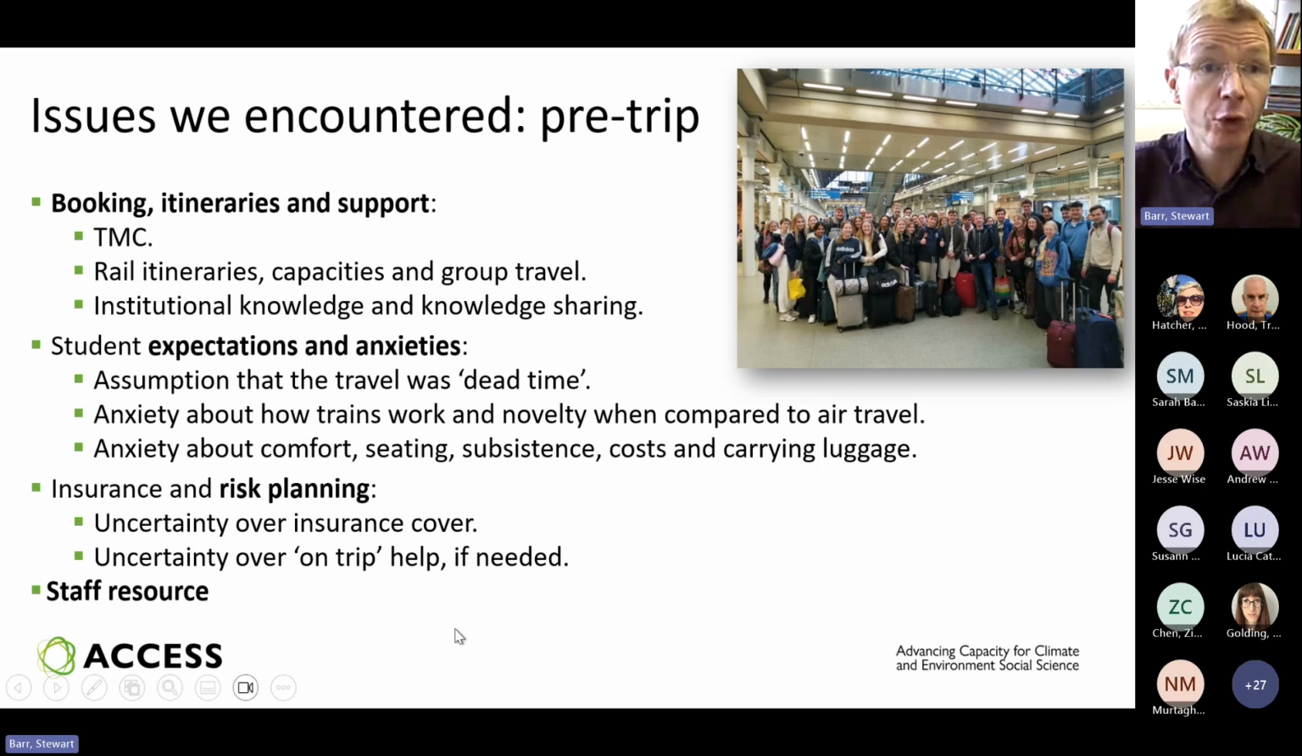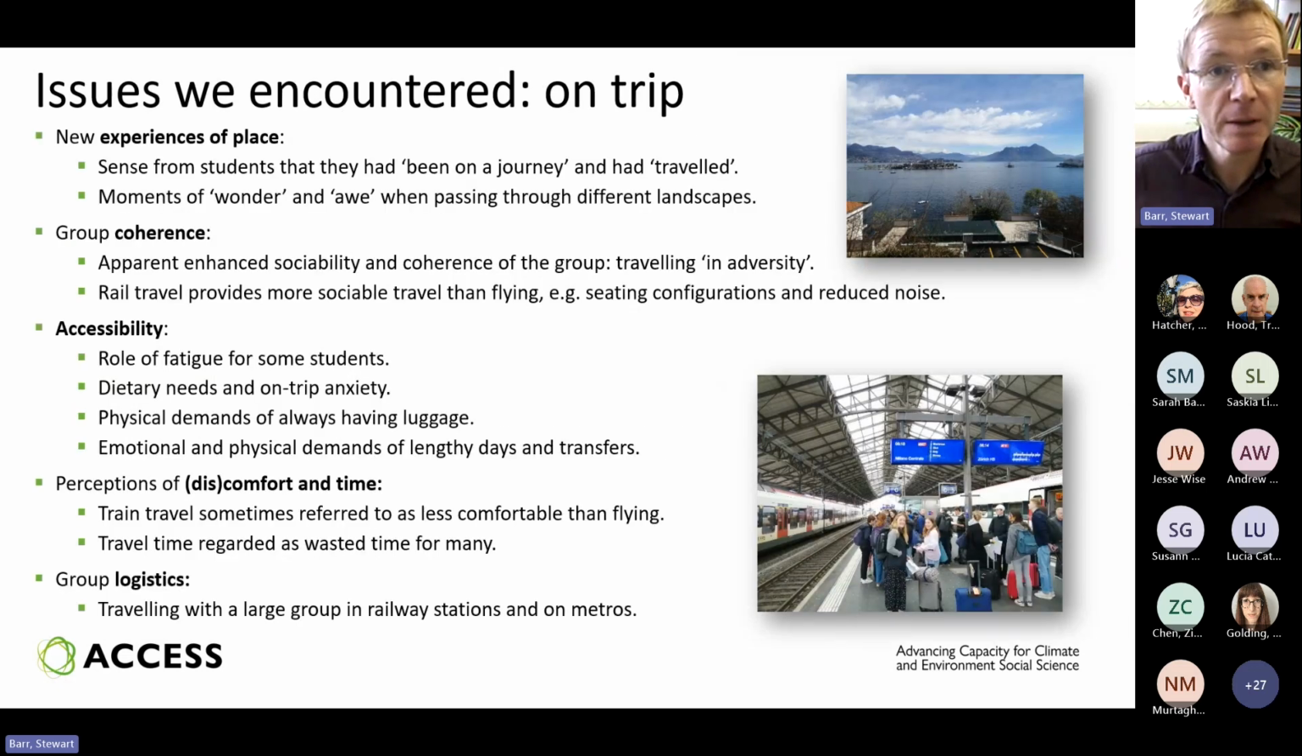And so those pre-trip issues were also picked up with staff resource, because actually planning a trip like this required a lot more input from me than I would be associated with just going to the travel management company and saying, could you book me 44 seats on this flight to Naples, please? And then in terms of issues that we encountered on the trip, well, there are a couple of positive bullet points here to start us off.